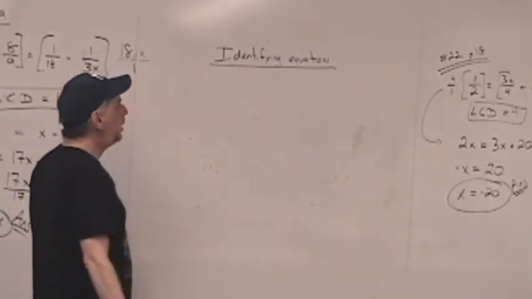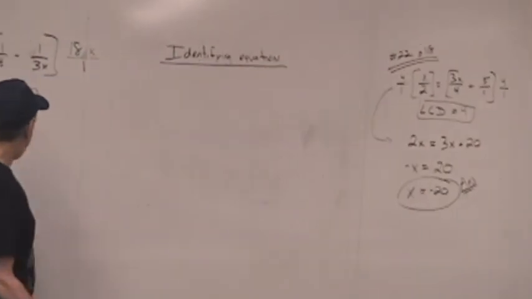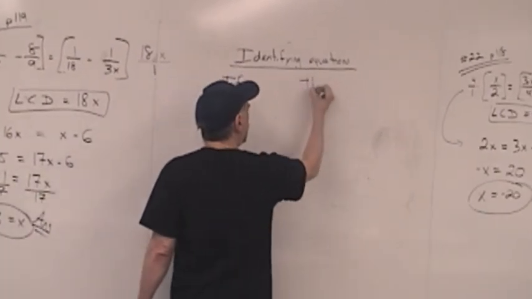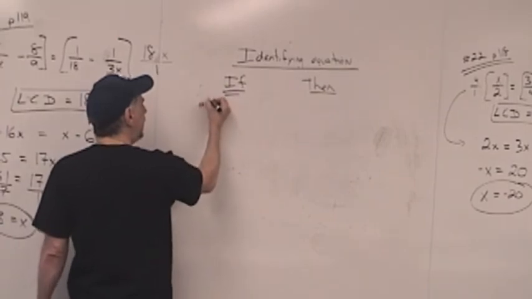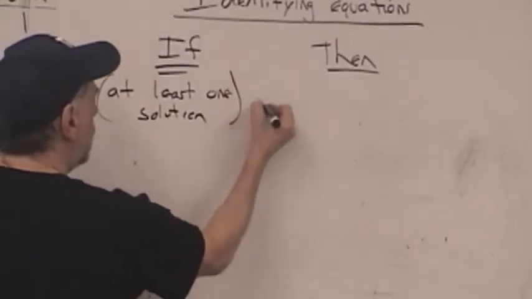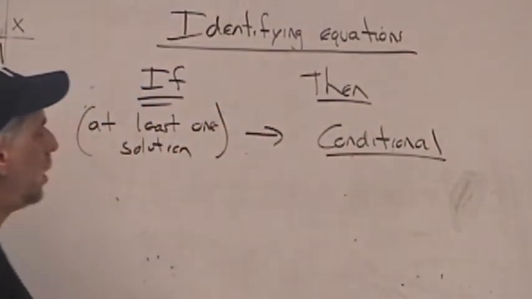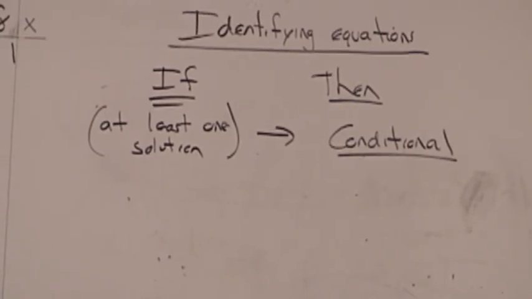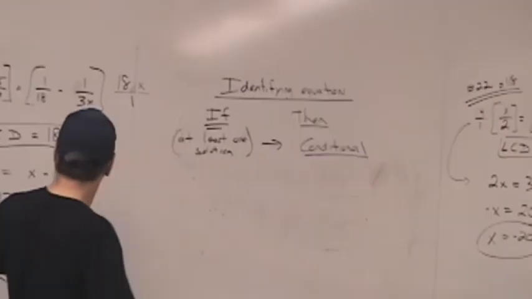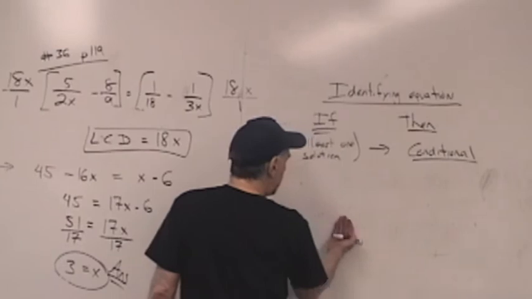There's three things that can happen when we try to solve an equation. We can either get an answer like we did here and like we did here. We got at least one answer. So I'll set this up as an if-then. If we get at least one solution, then we call that a conditional equation. Think about it, it's true conditioned. This equation is true conditioned on the fact that x is negative 20. Right? This equation is true conditioned on the fact that x equals 3. So it's either conditional. Sometimes we're going to get no solution.